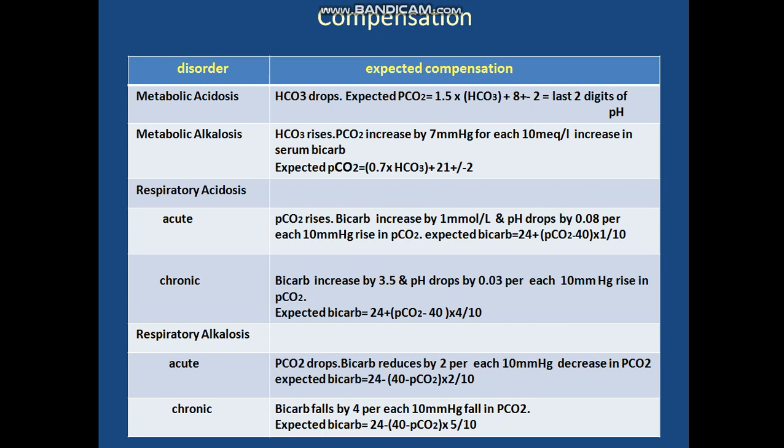There is variation in the level of PCO2 or bicarbonate levels depending upon, respectively, in case of PCO2 the bicarbonate level, and in case of bicarbonate level the PCO2. So one depends upon the value of the other. This is depicted by different formulas which have to be applied during the interpretation of arterial blood gas reports.